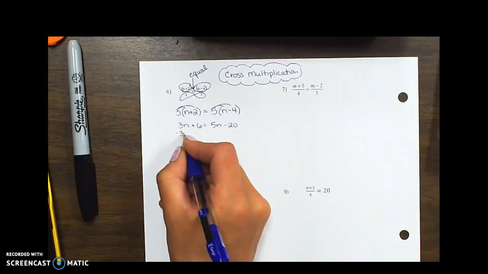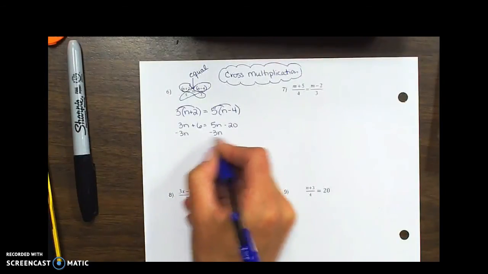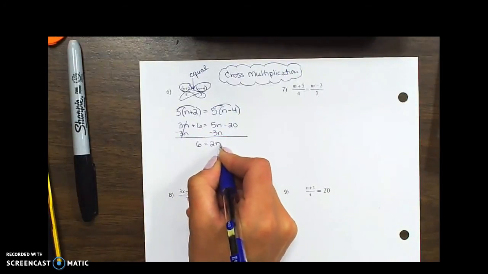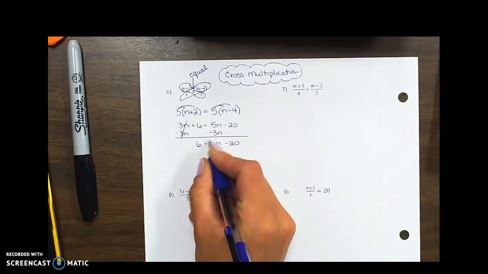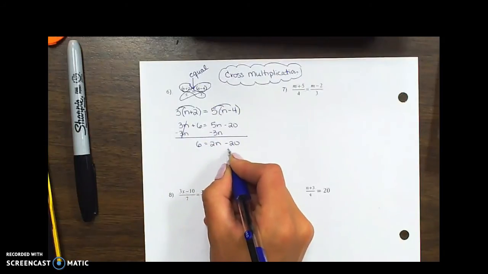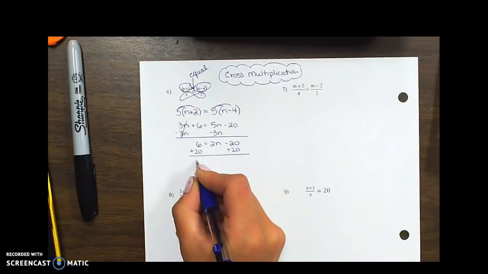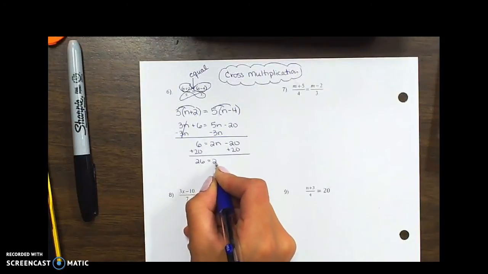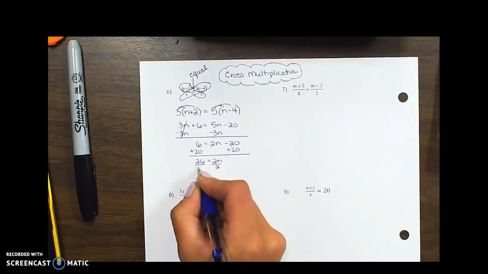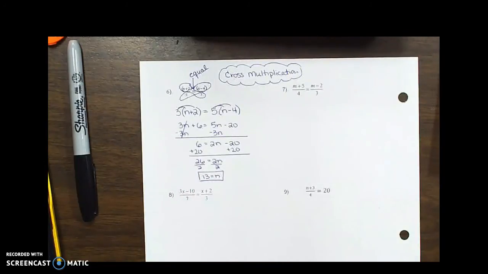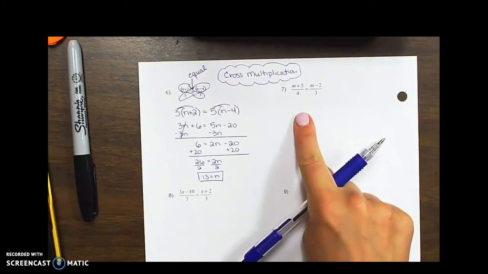So I'm going to subtract 3n. So that gives me 6 is equal to 2n minus 20. Now since my n is on the right, I want to bring my constant to the left. So now I have 26 is equal to 2n. Divide both sides by 2, and 13 is equal to n. And we got it. Okay, let's take a look now at number 7.